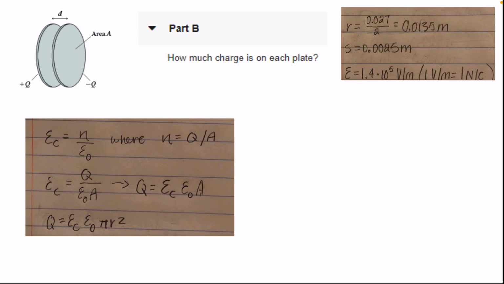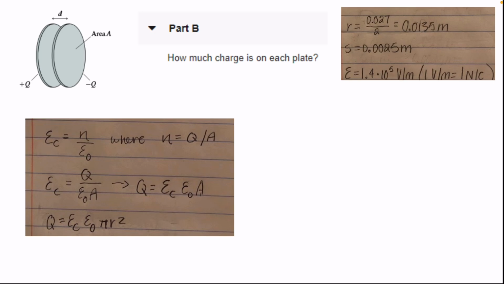Part B is asking how much charge is on each plate. So we're going to be using the electric field equation from a few chapters ago, which shows for a parallel plate capacitor, it's going to be eta over epsilon naught, where eta equals Q over A. And then rearranging everything, since we're solving for Q, we get Q equals the electric field times epsilon naught times A. And A is always going to be the area of one of the plates. So in this case, since it's circular, we're just going to have pi r squared.